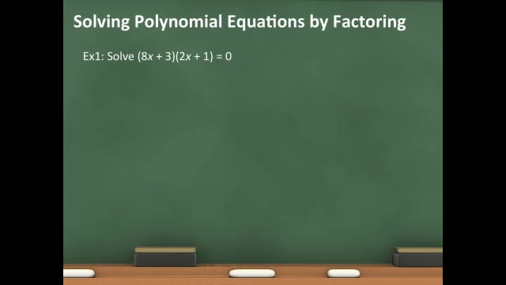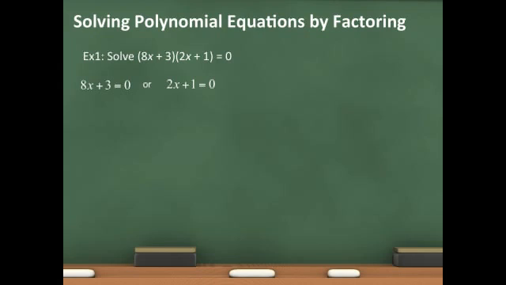In step 3, we apply the zero factor property. Basically, you take each factor of a binomial and set it equal to 0. Doing this will give you two equations: 8x plus 3 equals 0, and 2x plus 1 equals 0. Next, we carry out step 4, which is to solve each equation we got from the previous step.